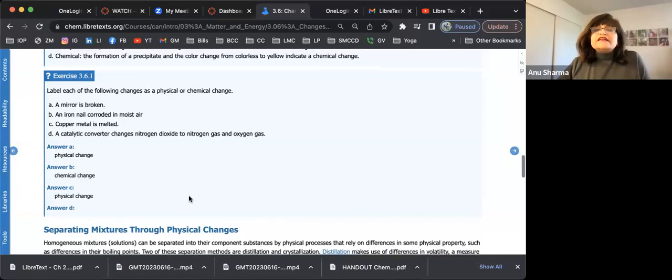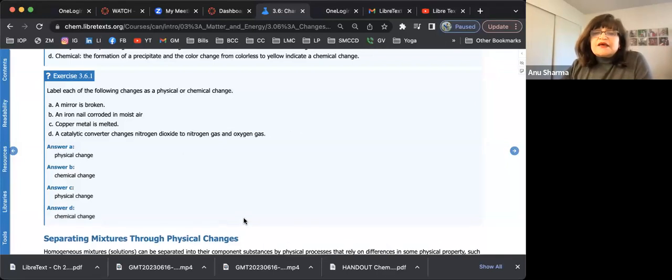Okay. A catalytic converter changes nitrogen dioxide to nitrogen gas and oxygen gas. Obviously, this is a chemical reaction. New substances are formed and a gas is formed. So this is a chemical change.